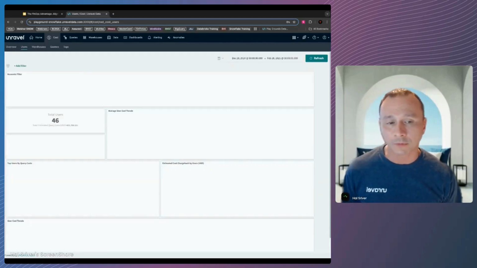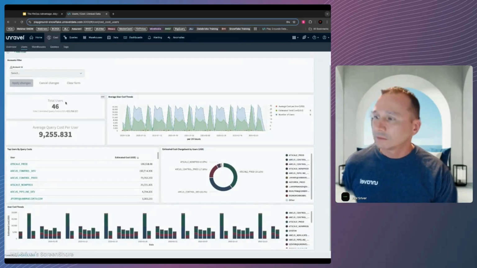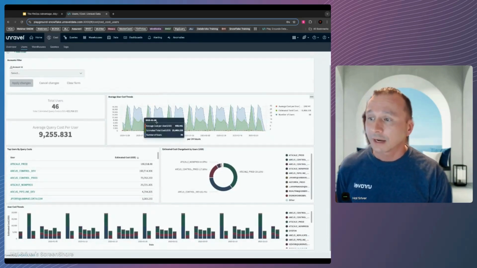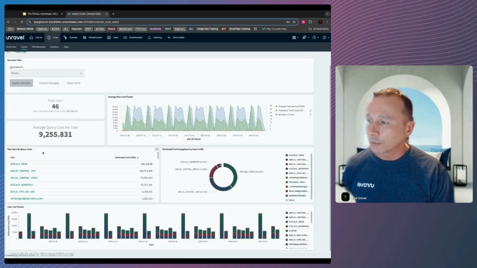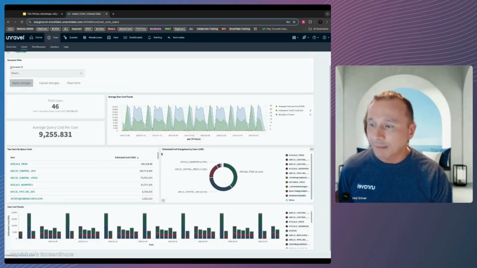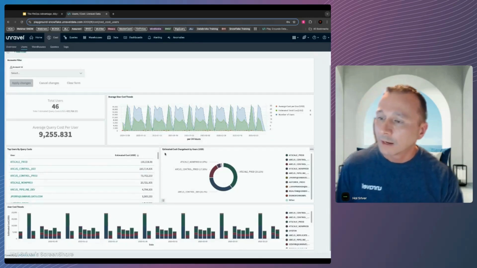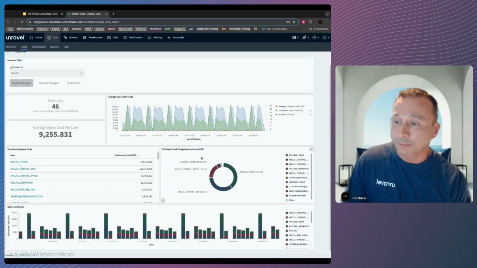So here's where things get more interesting. Again, we can see things like total users, average query cost per user, and some trending around that. Top users by query cost. So hey, who are my top offenders at that user level? That granular user level. Estimated chargeback from a percentage standpoint by user, and some trending related to that granular user group.